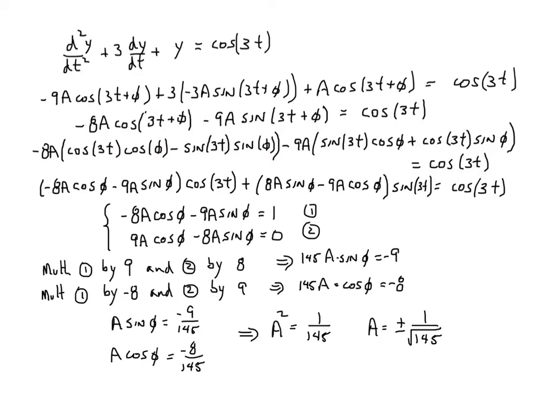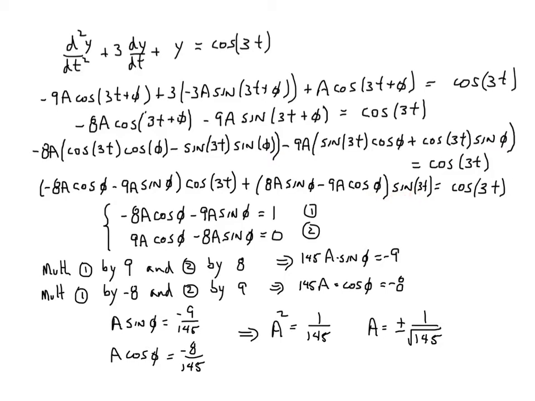Again, organizing things, since the right-hand side is cosine 3t, I want to find all the terms that have cosine 3t in them. So here's a cosine 3t, here's a cosine 3t. The coefficients are negative 8a and cosine phi, so negative 8a cosine phi. This cosine 3t term has a coefficient of minus 9a sine phi, all times cosine 3t. The other important term is the sine 3t, and these form the coefficients of sine of 3t.